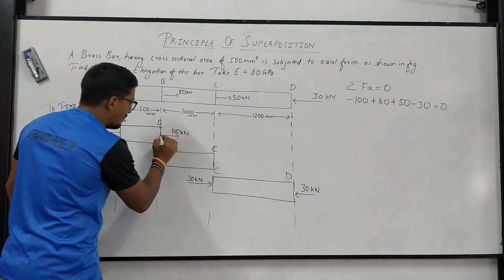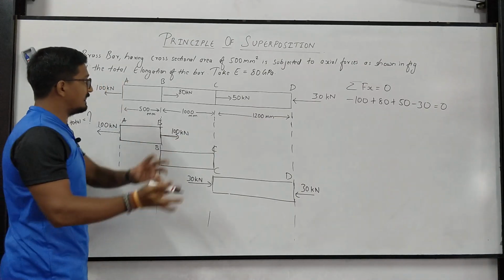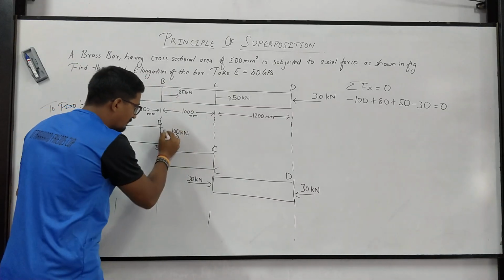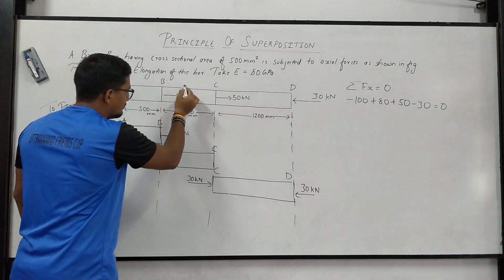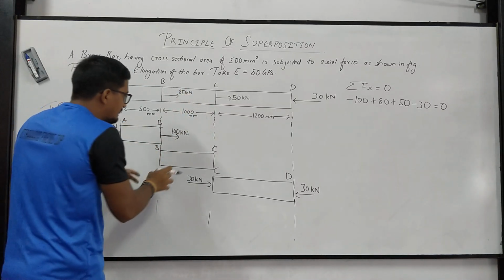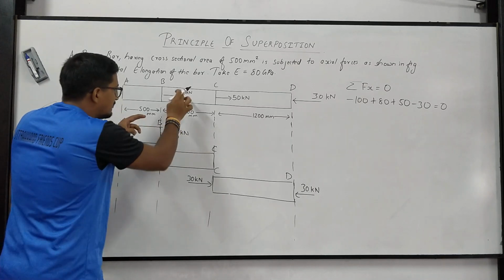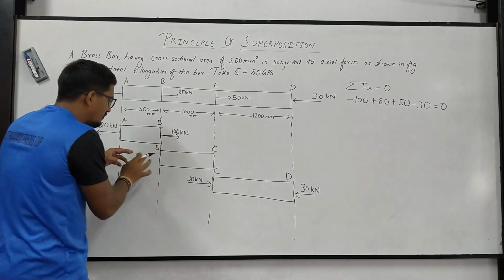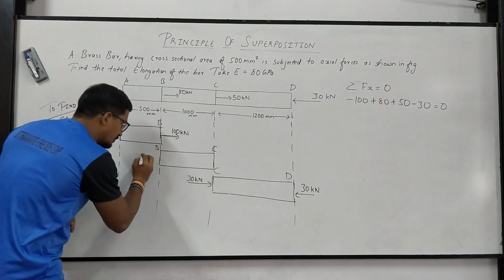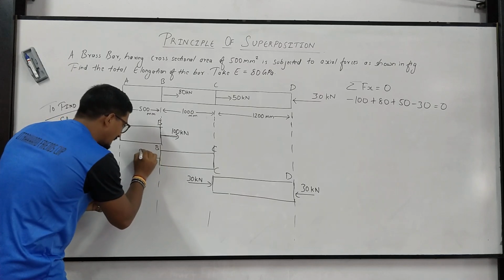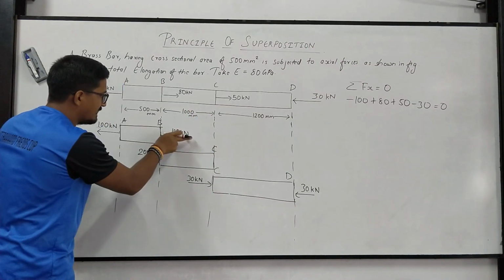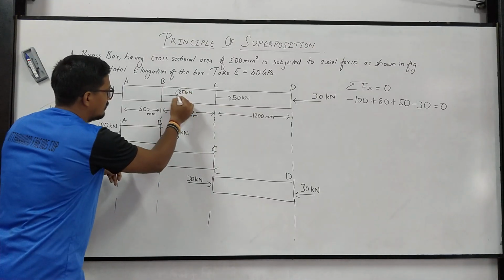Now we have 100 kilonewton positive, but in the question it is given that it should be 80 kilonewton positive. Correct? So what I have to do here is make this 100 as 80 by subtracting or adding the forces. So this is plus 100. If I put minus 20 here, you can see plus 100 minus 20 gives you plus 80.